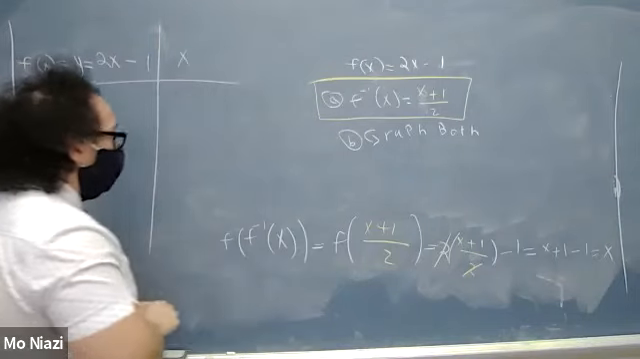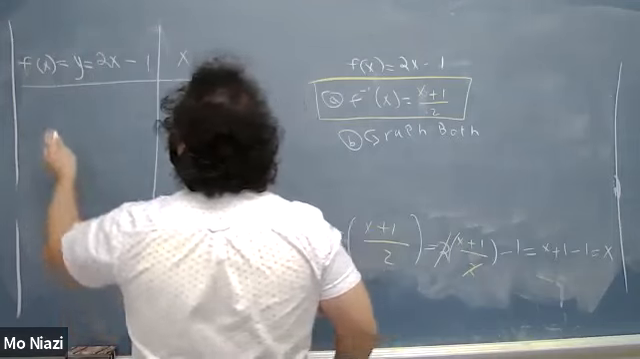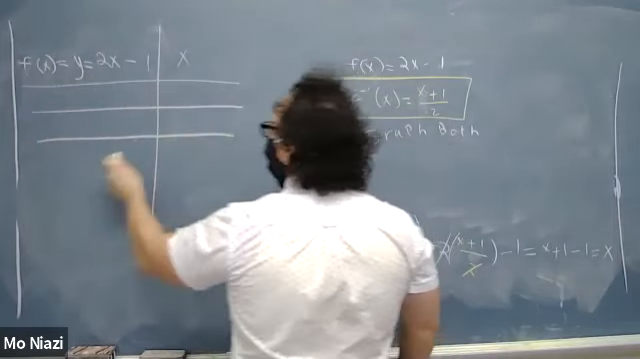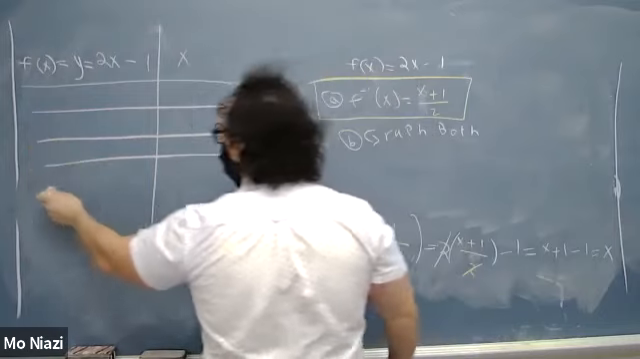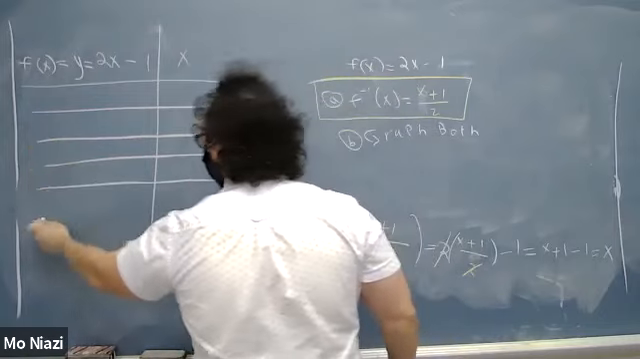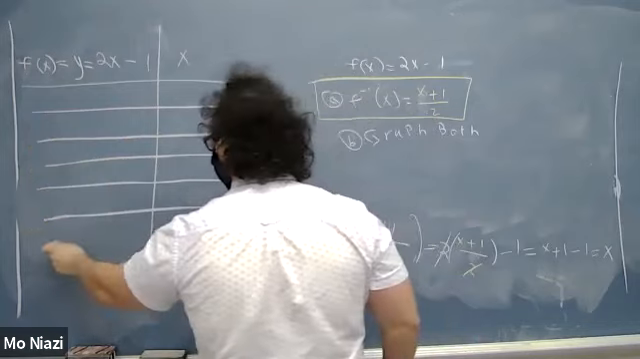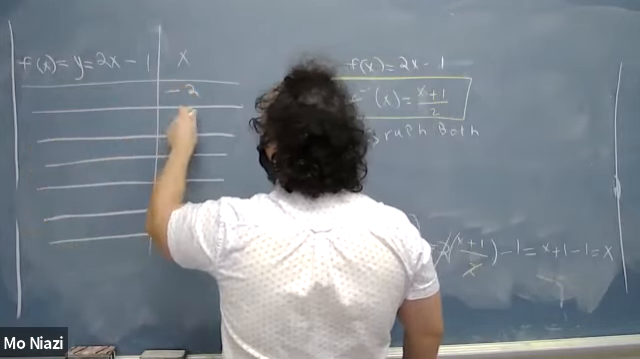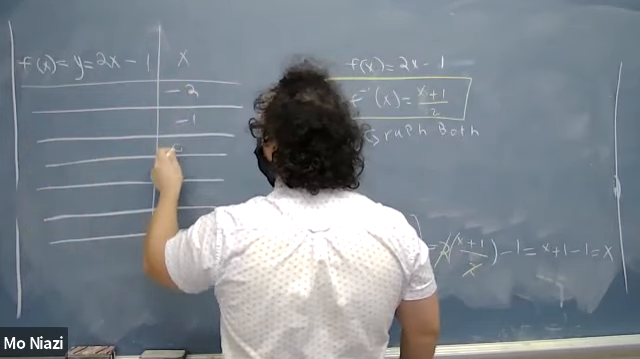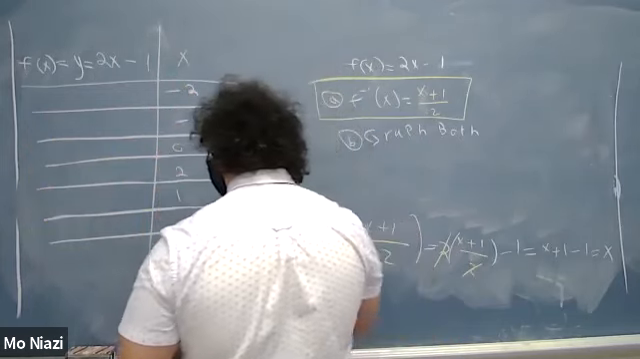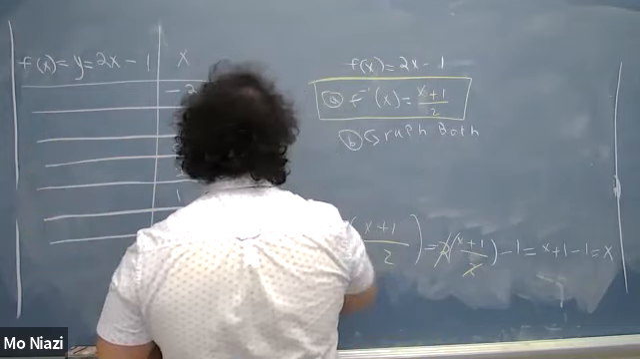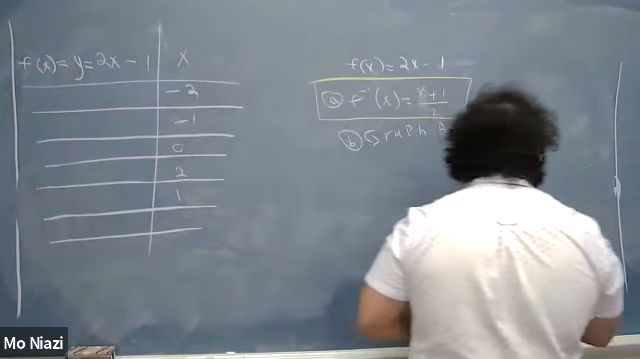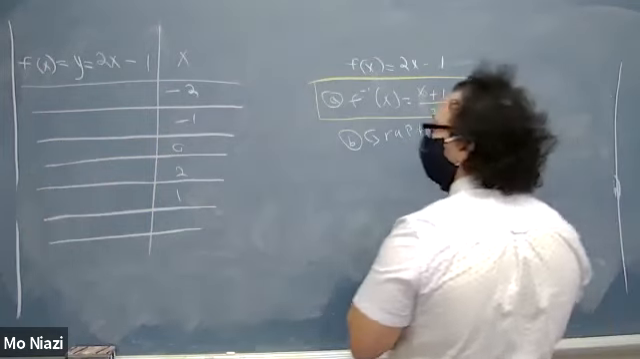What we want to do is store this information in an f of x, x table. It is quite the useful tool for documenting the results, if you will, and being able to formulate a graph. So let's pick some symmetrical values about the origin: -2, -1, 0, 1, 2. And now let's compute and then tabulate our results for the various inputs.